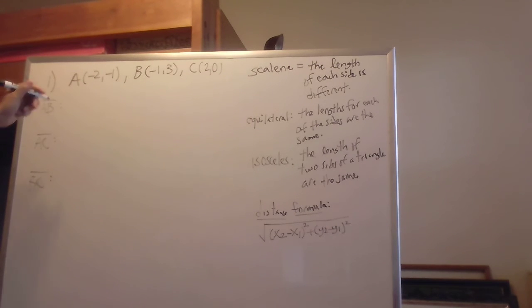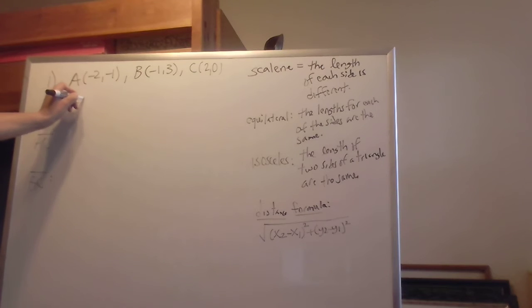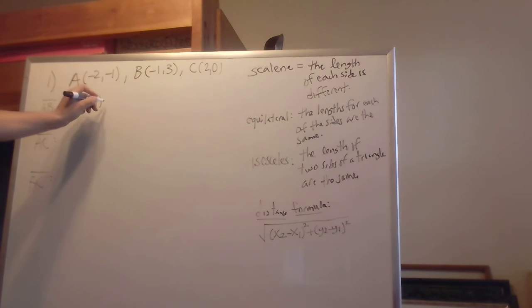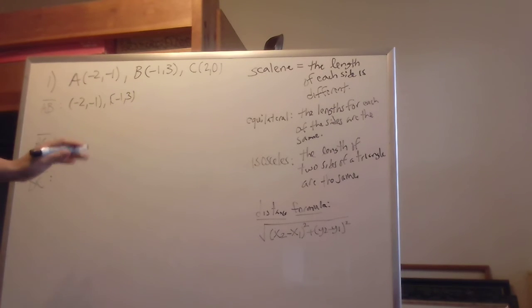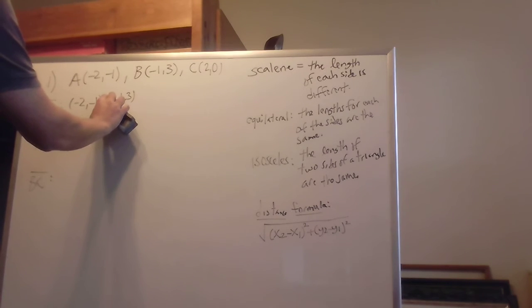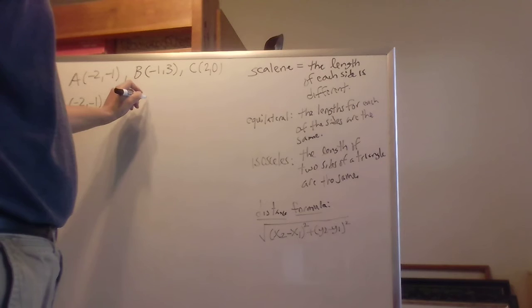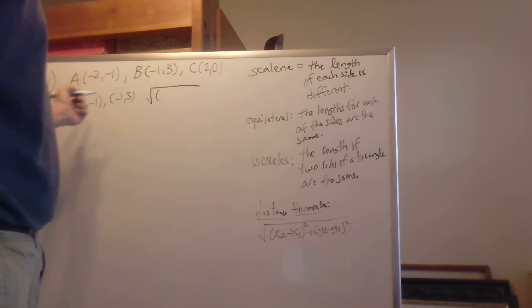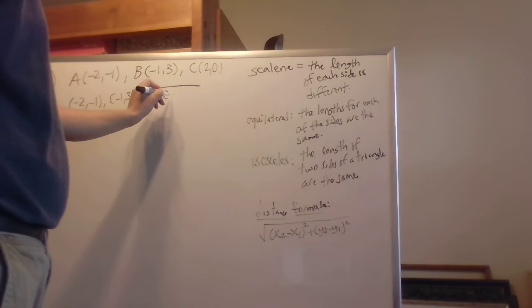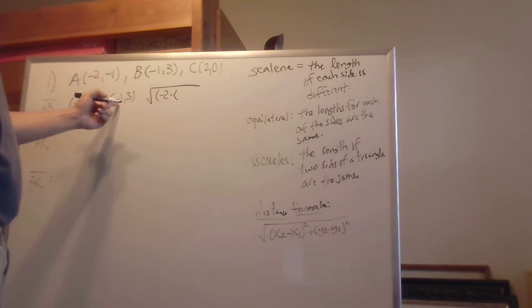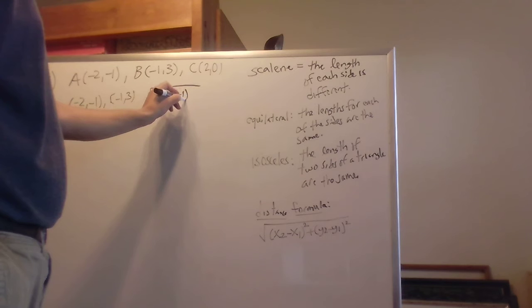So for AB, we have two coordinates. We have coordinate A that's at -2, -1, and coordinate B that's at -1, 3. So we're just going to plug these into the distance formula. So what we'll do is take the square root, and take one of the x coordinates. I'll just take the first one and go -2 minus the second x coordinate, which is -1.